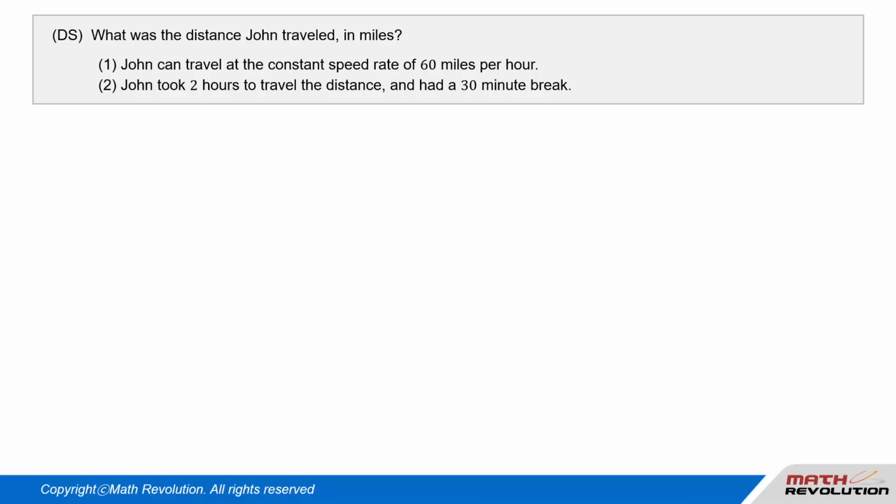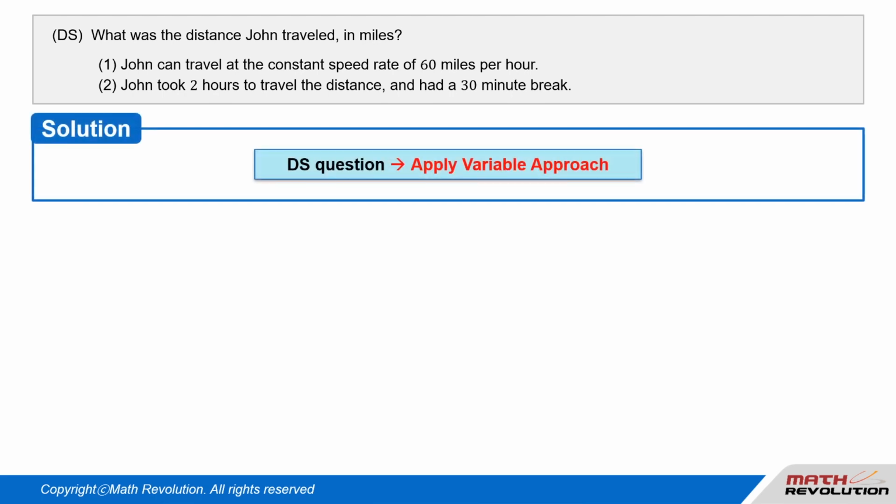Question 1. DS. What was the distance John traveled in miles? Condition 1. John can travel at the constant speed rate of 60 miles per hour. Condition 2. John took 2 hours to travel the distance and had a 30-minute break.